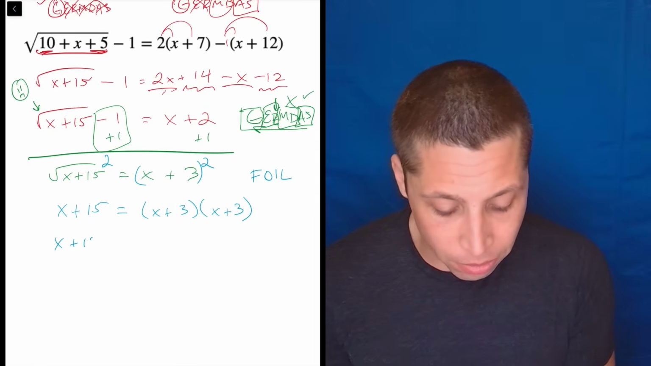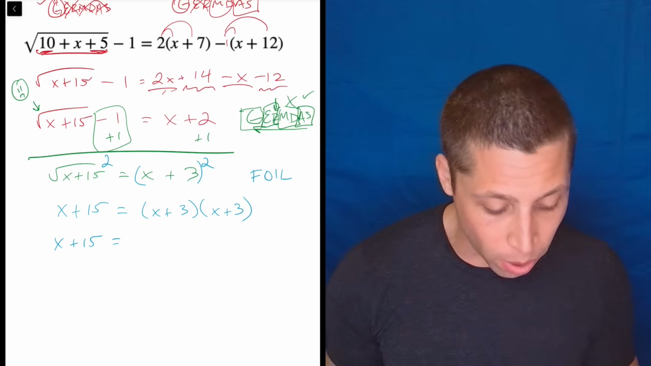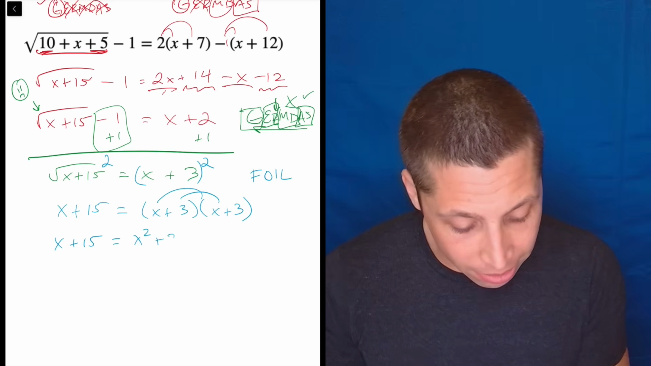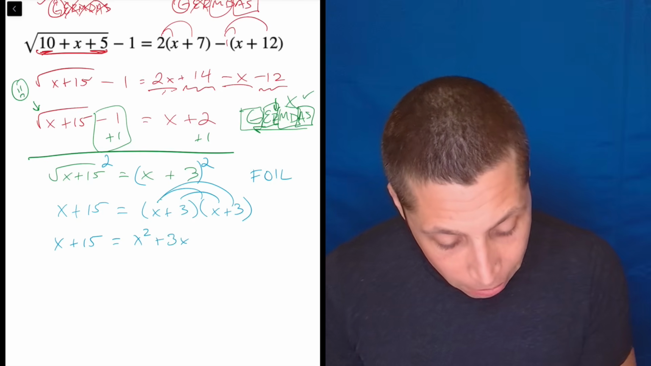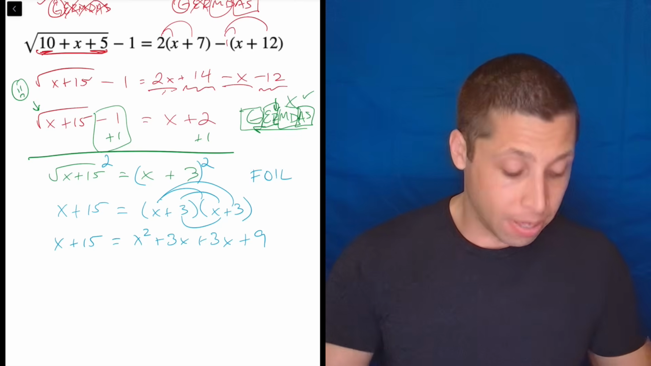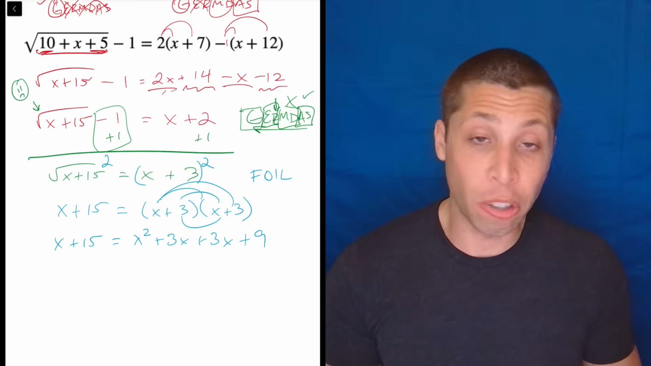So let's keep the x plus 15 where it is for now. Don't do 2 steps at once. We're going to FOIL, so we get x squared plus 3x. I'm doing this in a kind of weird way. Plus this 3x plus 9. And again, I can still simplify, right? I just did a bunch of multiplication, right?